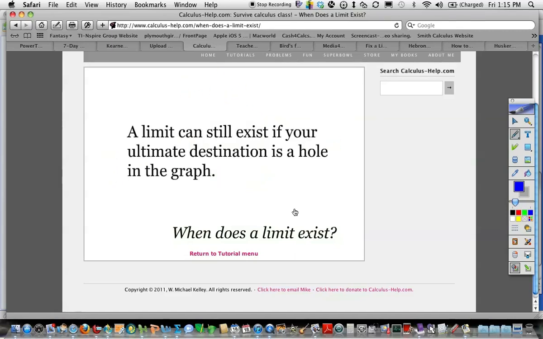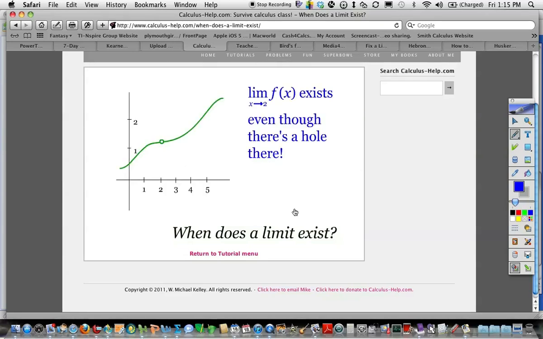Does that mean the limit doesn't exist? The truth is, the limit will exist even if the diner's not there, because you still arrived at the same place. In other words, mathematically, a limit can still exist if your destination is a hole in the graph, because it doesn't matter whether or not the point is actually there. What matters is that you arrived at that point, coming from the right side and the left side.